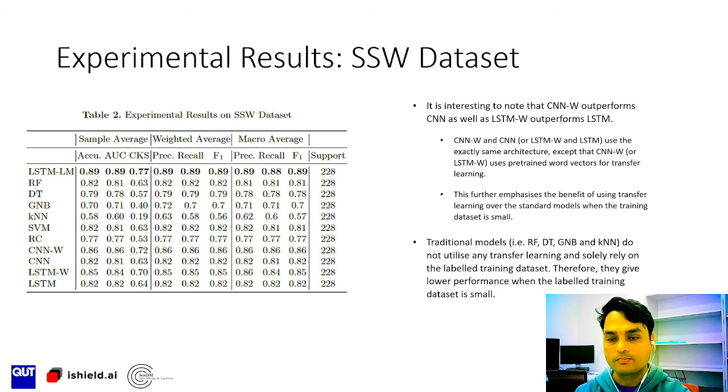Traditional models, for example, random forest, decision tree, Gaussian naive Bayes, and k-nearest neighbor, do not utilize transfer learning. They solely rely on the labeled dataset. Therefore, their performance is lower compared with transfer learning based models when the dataset is small.